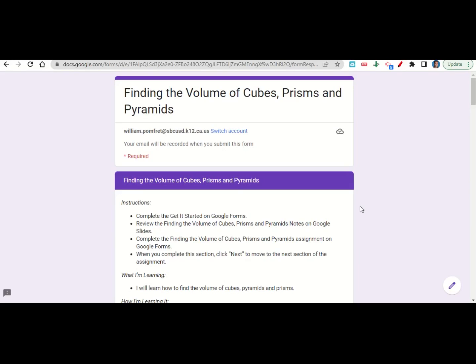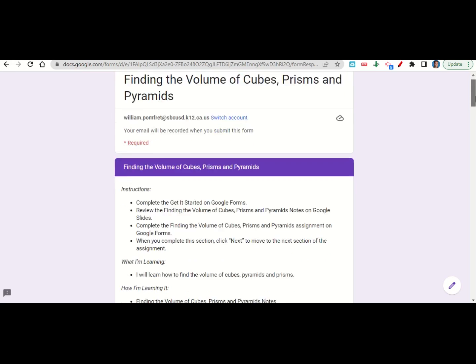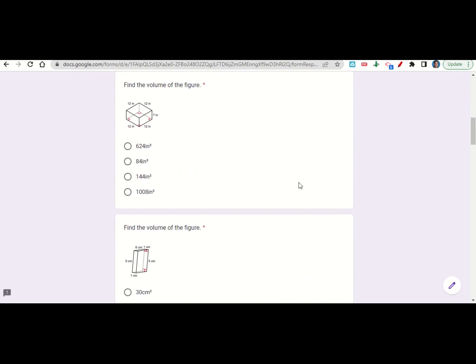Let's take a look now at the Finding the Volume of Cubes, Prisms, and Pyramids assignment. The assignment begins with the learning goals and success criteria. If we scroll down, we can see the questions. This time we're given a prism, which we know is the area of the base times the height. So the area of the base is 12 by 12, so 12 times 12 is 144, and then we multiply that by the height, which is 7. When we do that, we get 1008, and it's going to be inches cubed, so it's this one here.